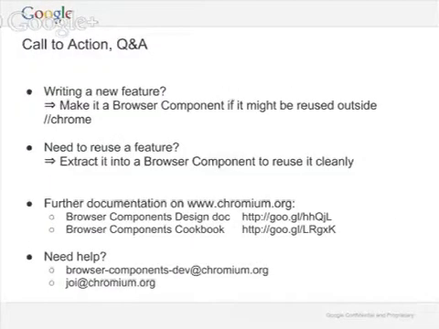And I'll just end with a quick call to action. If you're writing a new feature, again, I'd really recommend thinking about making it a browser component. You'll save yourself from dependency creep in the future, especially as others start maintaining it or modifying it. And if a new application needs to use it, you'll have no work to do. And if you need to reuse a feature, don't add ifdefs into Chrome, extract it to a browser component. That's the way we do it now, essentially.